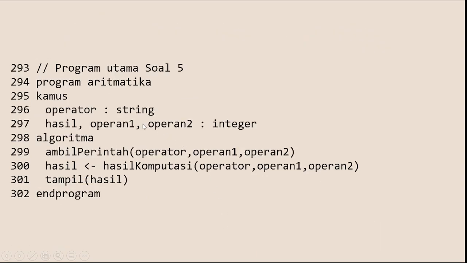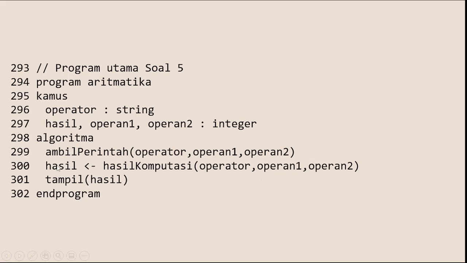And then in the main function we will define operator and operands, and also the result here is an integer. So the first thing we are going to do is to call the input procedure. It will assign the operator and the operands variables, and then we will assign the result with the computation result function with the parameter of operator and the operands.